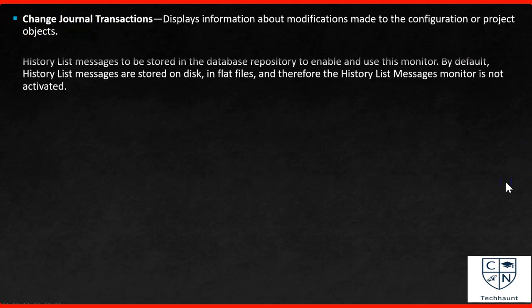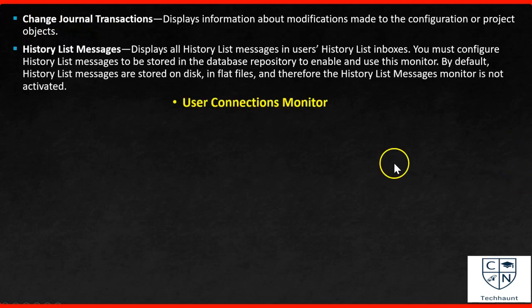Your journal transaction displays information about modifications made to your configuration or the project. It's basically logging all kinds of activity that happen in your project or your environment, so that they log those activities, and then it will display the information about what configuration just changed and by whom. You can see this in the journal transaction log. There are some history lists also.